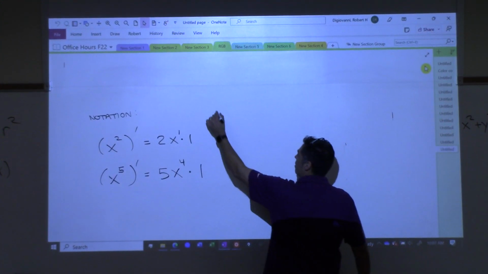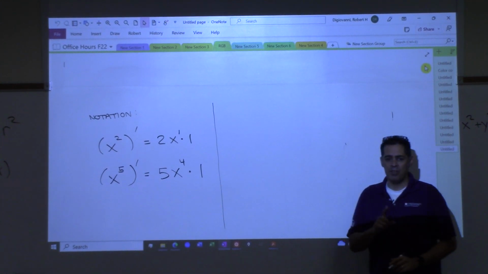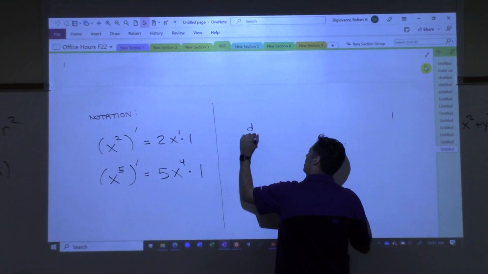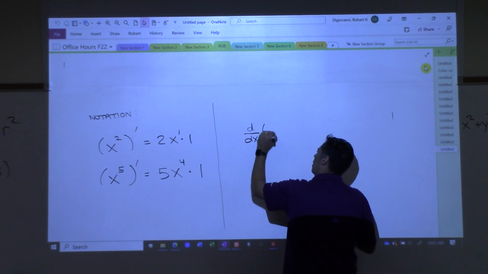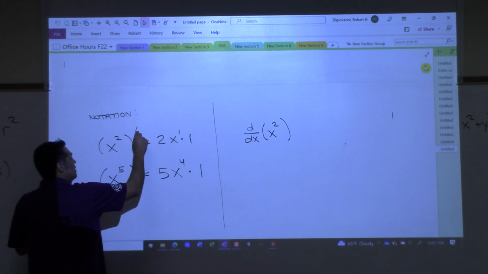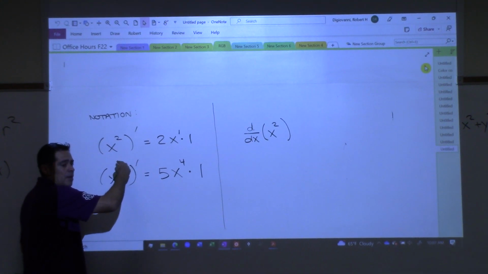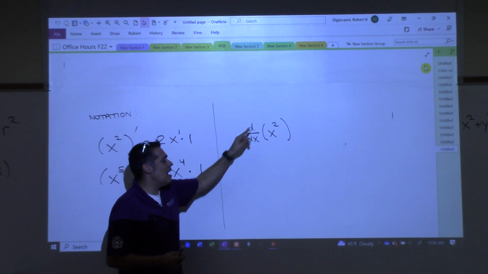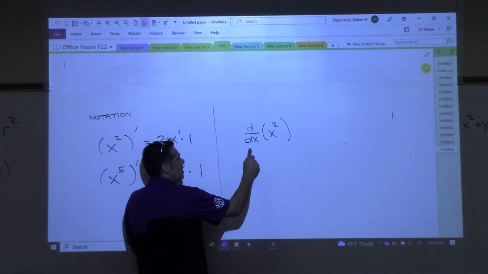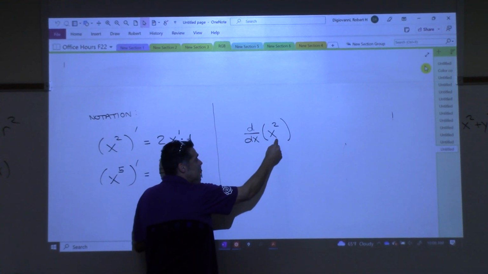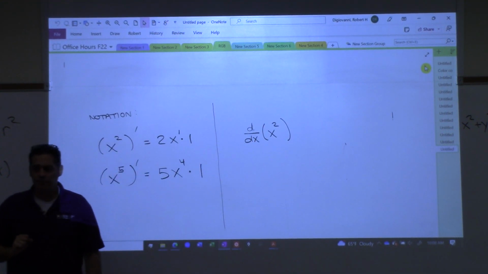Now, the reason I'm showing you this is because I'm going to switch to a different notation. Instead of that, I'm going to write d dx of x squared. Instead of the prime, which always meant take the derivative, this is a different notation. We call this Leibniz notation. The great thing about it is that it tells you what variable you're differentiating with respect to. So this tells you, hey, take the derivative of that, treating x like your variable.